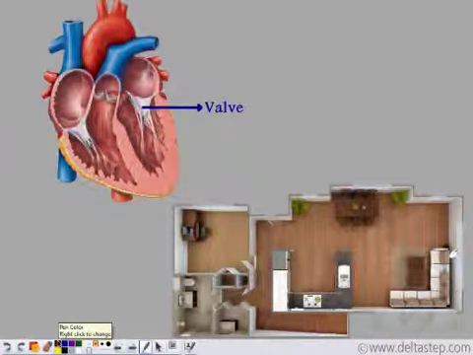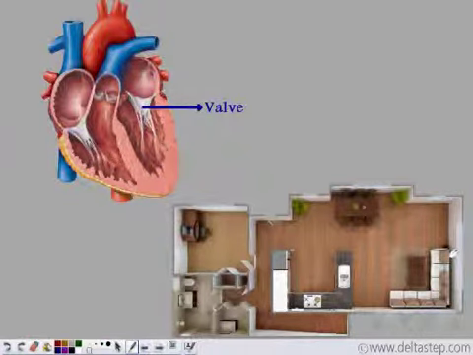This valve present between the atria and the ventricles prevents the backflow of blood from the ventricles into the atria. And during ventricular systole, when the ventricles are pumping blood into these blood vessels, even these blood vessels are guarded by valves to prevent the backflow of blood.